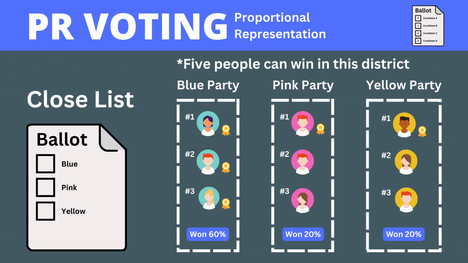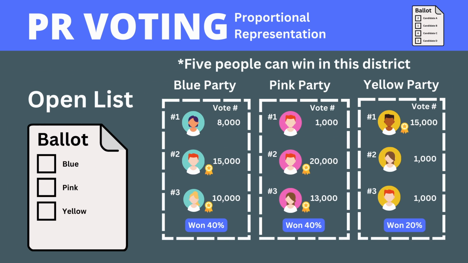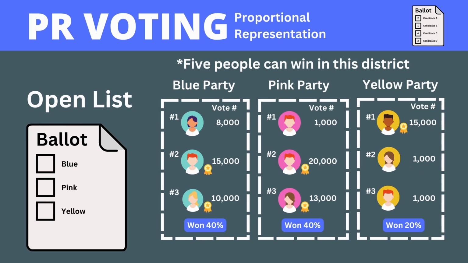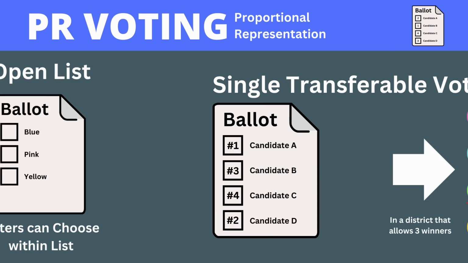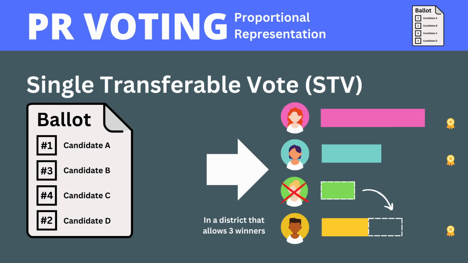In a closed list system, each party creates their own list of politicians in a particular order. Once all the votes are in, they choose from the top until the votes run out. If we were to use the same example from a few seconds ago, top 3 candidates from the blue party are selected, and the top 1 from pink and yellow are selected. In an open list system, voters can specify who in the party they would like to vote for. Therefore, the winning candidates in the open list system might look like this. The main difference between the 2 list systems is whether the party chooses their preferred list of candidates or allows voters to specifically choose candidates. In a single transferable vote system, voters rank their preference and then votes might get transferred to other candidates.